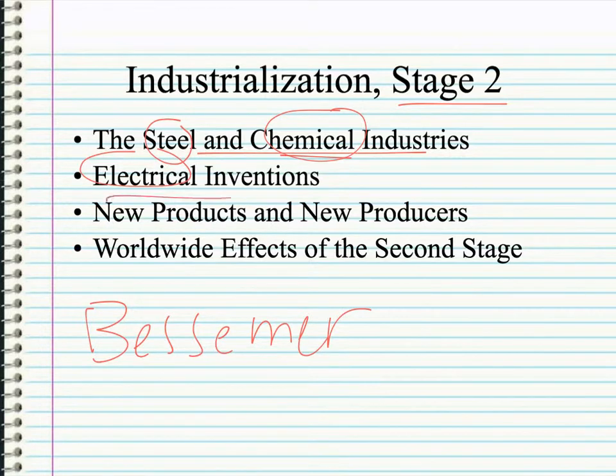And then electrical inventions. In 1831, Michael Faraday in Great Britain demonstrated the principle of electromagnetic induction. And this is the production of an electromotive force across a conductor when it is exposed to a varying magnetic field. I won't lie, I don't know what that means, but it was very important for electrical inventions.